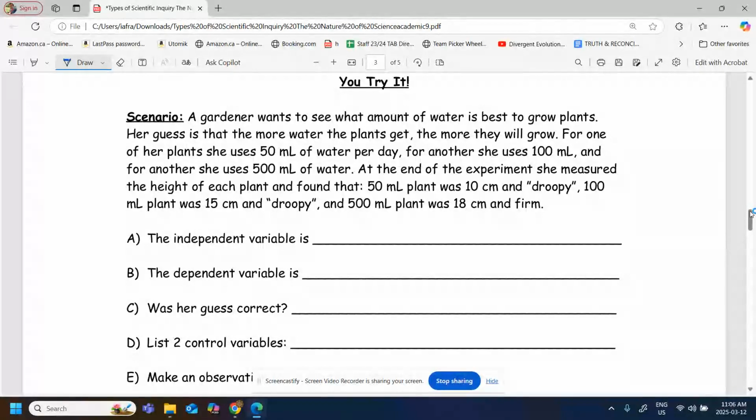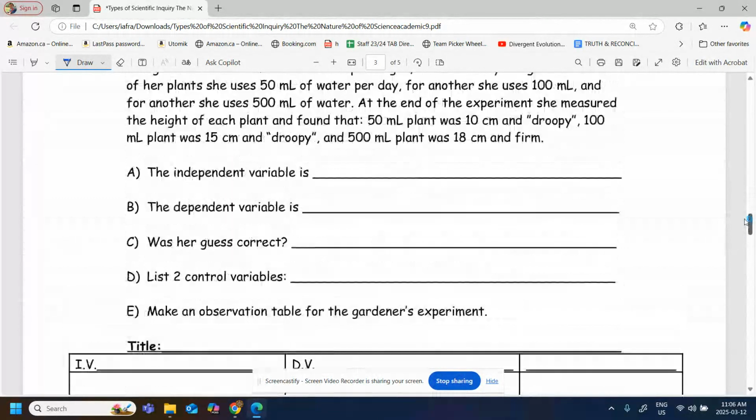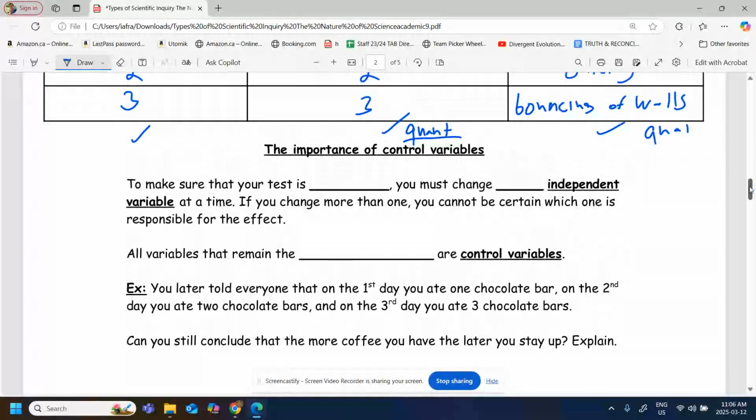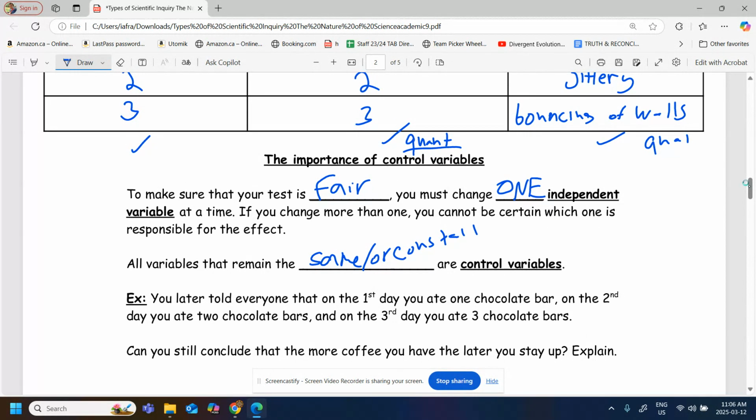In this video, we're going to take a look at control variables in some more detail and do another practice problem together. So remember that when you're doing a control experiment, you have to make sure that your test is fair. You have to make sure that you're changing only one independent variable at a time. If you change more than one, then you're not sure if your independent variable is causing it or other variables that you change by accident. So all other variables have to remain the same or constant. And those are called control variables.